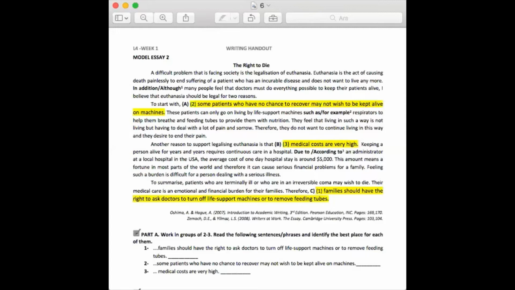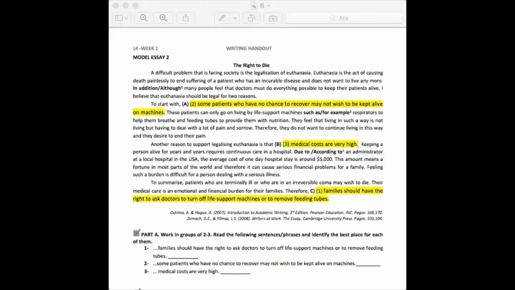B, here we can follow the same steps. First, we should read the rest of the text and get the main idea. Here, the main idea is how expensive to live on machines is. So, sentence 3 perfectly fits into this gap, as it says medical costs are very high.